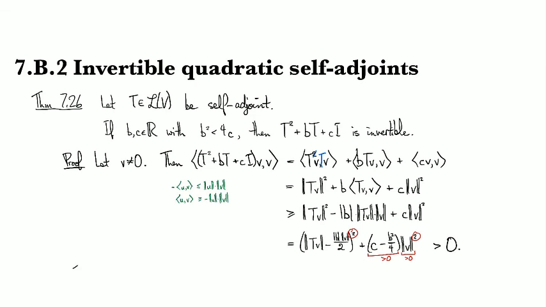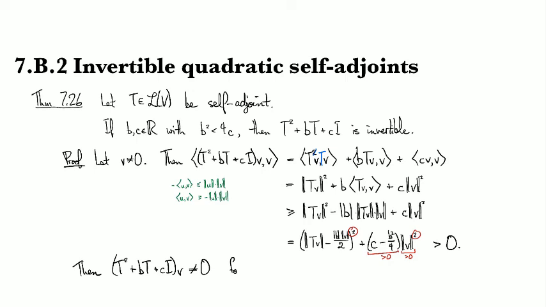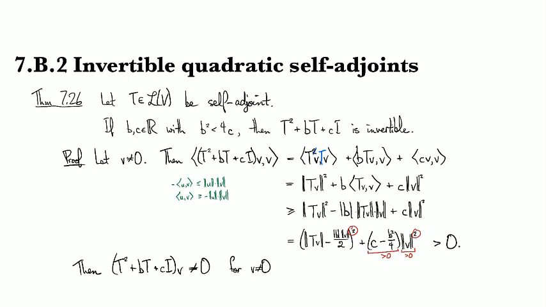Okay, so the upshot is that if we do T squared plus bT plus cI and we apply it to a non-zero v, then this cannot be 0. So it's injective. And then since it's an operator, that means it's invertible.